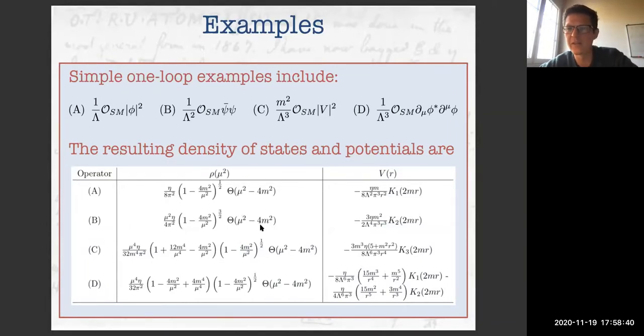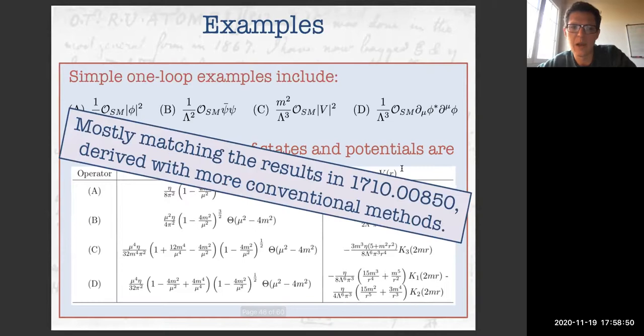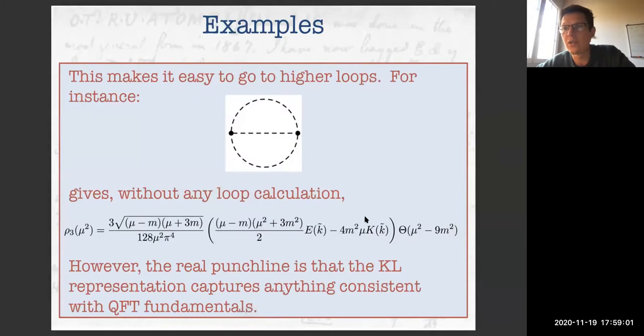There's always a Heaviside theta function where rho is 0 below the mass scale of those particles. And then you can do the integral over mu squared to derive the scalar potential, and it takes these forms here, which for the most part, up to potential typos, matches the results in this paper here.